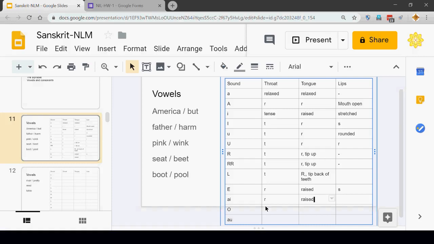The tongue position is half raised and lips open. I is stretched, open, stretched like E. For I, A, the lips are stretched sideways.